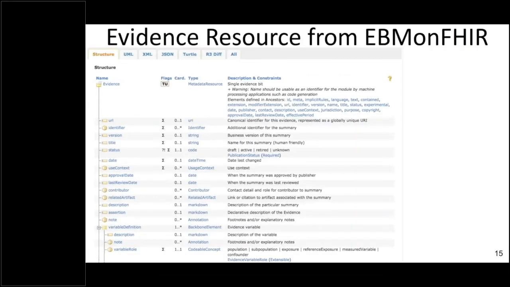So another thing that is also in progress is that we've been collaborating with the EBM on FHIR, which stands for Evidence-Based Medicine on FHIR, which is interested in including evidence information into FHIR. What you're seeing here is the schema for the evidence resource in FHIR. So we've been working with them to try to annotate things into the evidence resource as well.